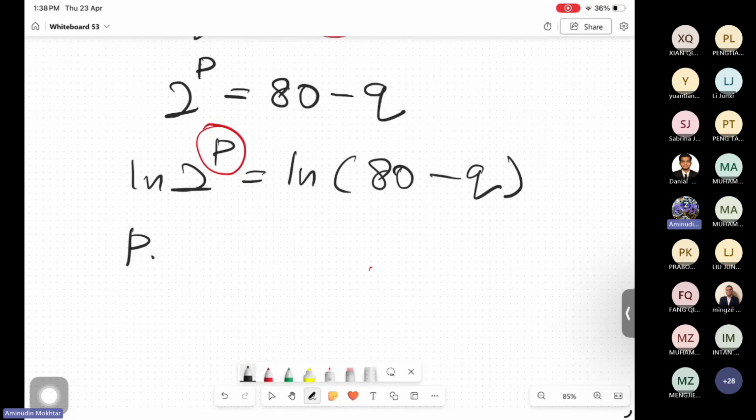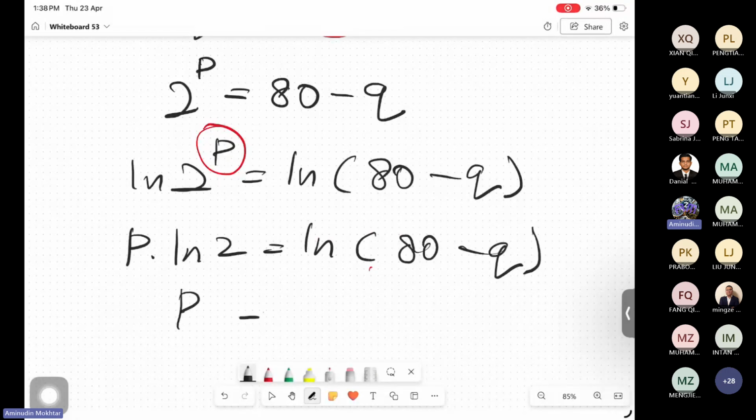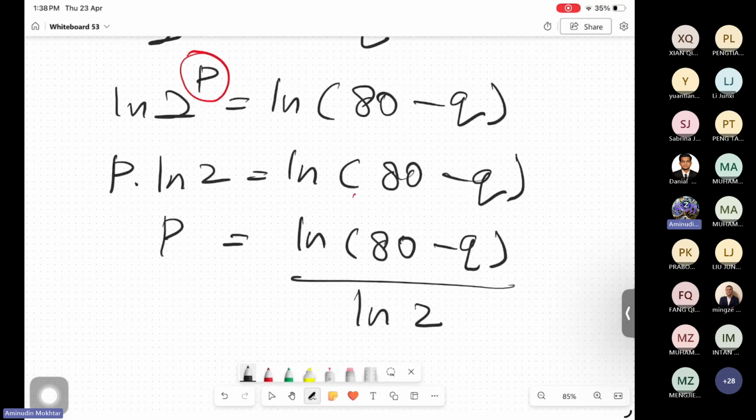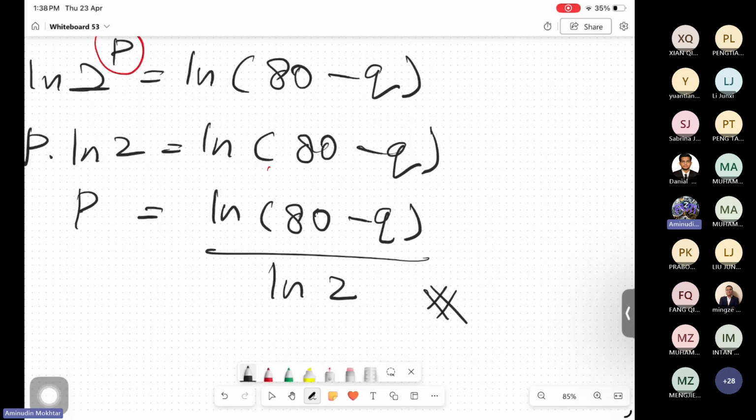We can write P as a multiplier of the equation. P times ln 2 equals ln 18 minus Q. So P equals (ln 18 minus Q) divided by ln 2. Okay, this is the answer: the demand equation, P in terms of Q.